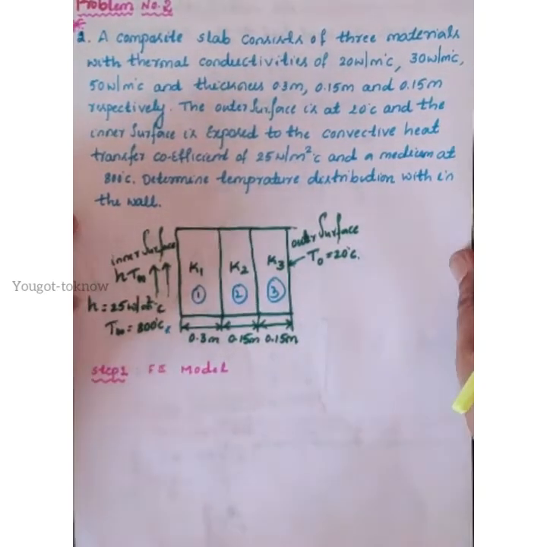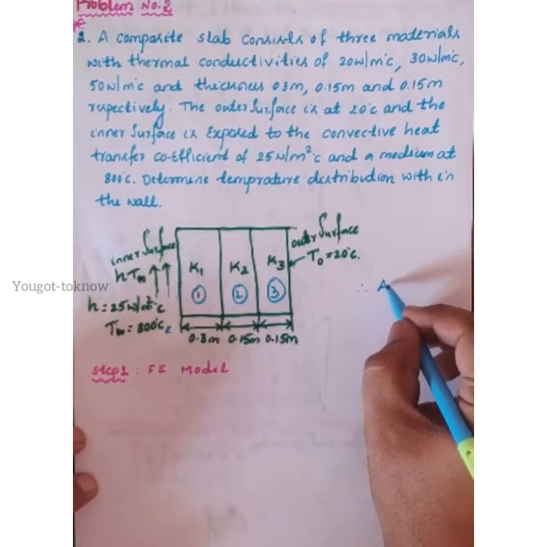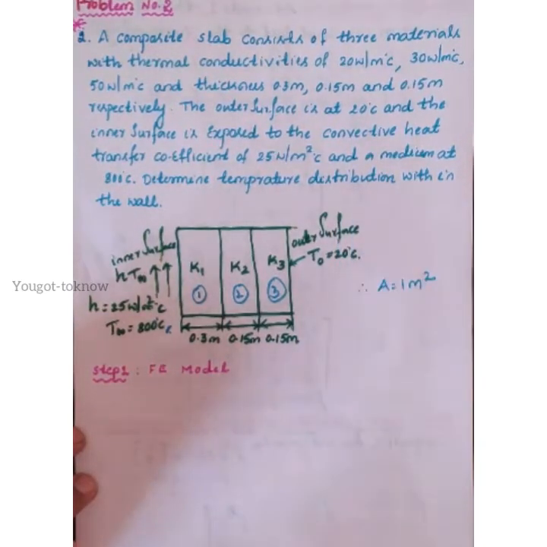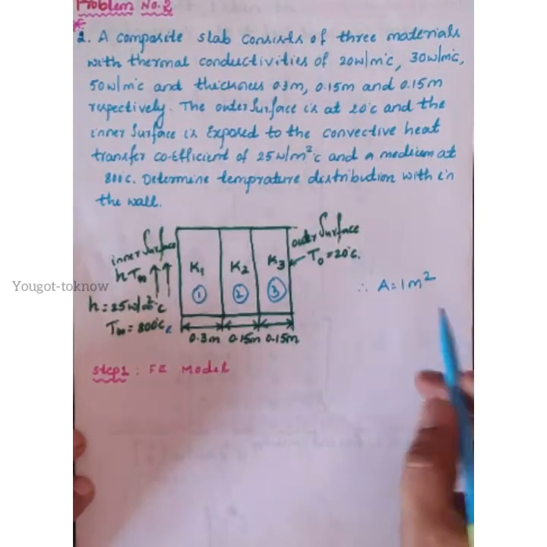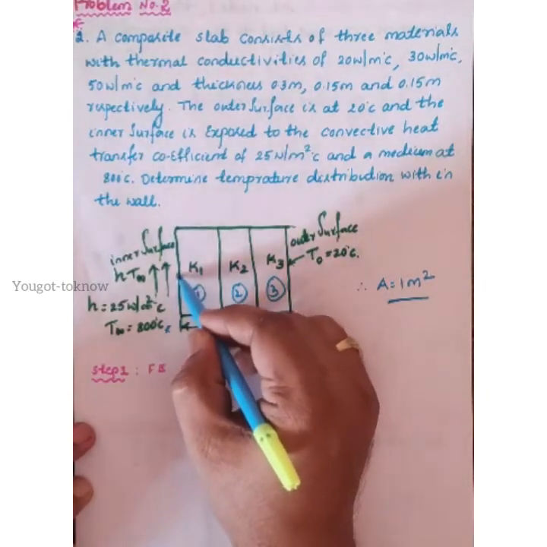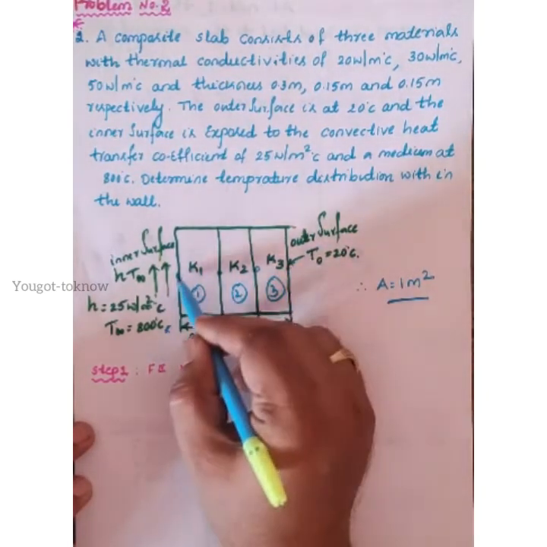Now you have to model your FEM first. One thing: if area is not given, always assume area is equal to 1 meter square. It is constant. Everything you want to calculate is per unit area, so you can take it as 1 meter square. Now what is the FE model? How many nodes are required? 1, 2, 3, 4. That means 4 nodes are required.